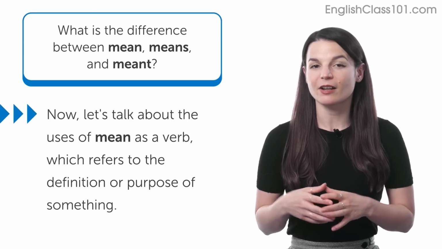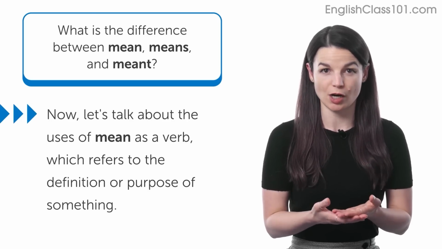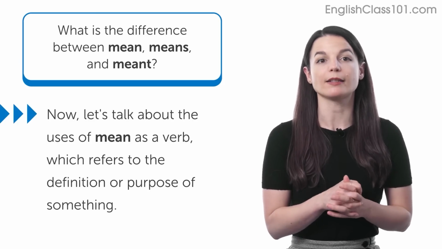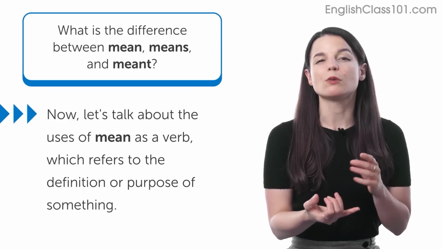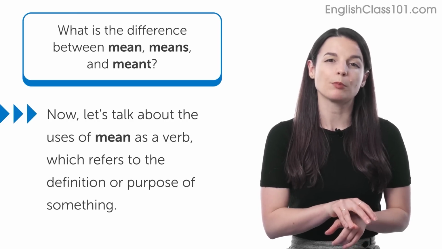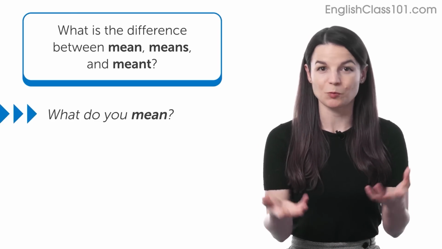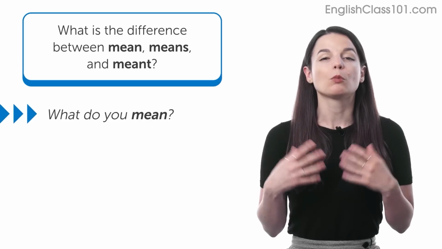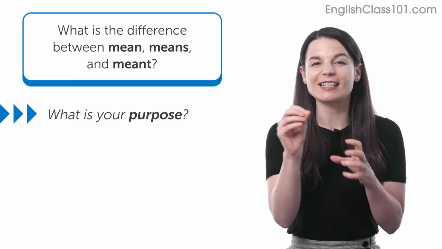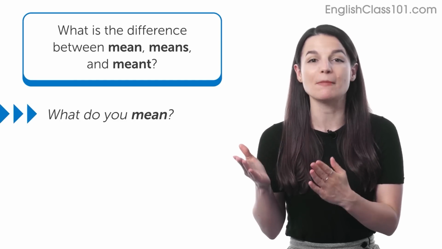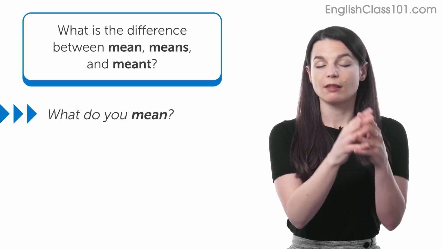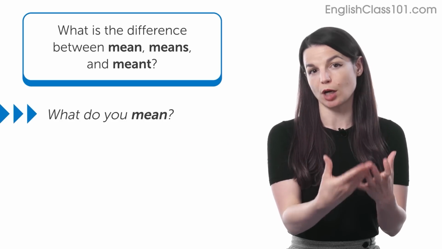Okay, so now let's talk about the uses of this word as a verb. When we use mean as a verb, it does not mean to not be nice or something like that. Mean as a verb refers to the definition of something or refers to the purpose of something. So for example, in a question like, what do you mean? Which we use a lot to ask for clarification, right? We're really saying, what is your purpose? Or what is the intended definition? What is the intended information here? What do you mean? So this use of mean is not the same as the adjective, which means to not be nice. This use refers to the definition of something or the purpose of something.